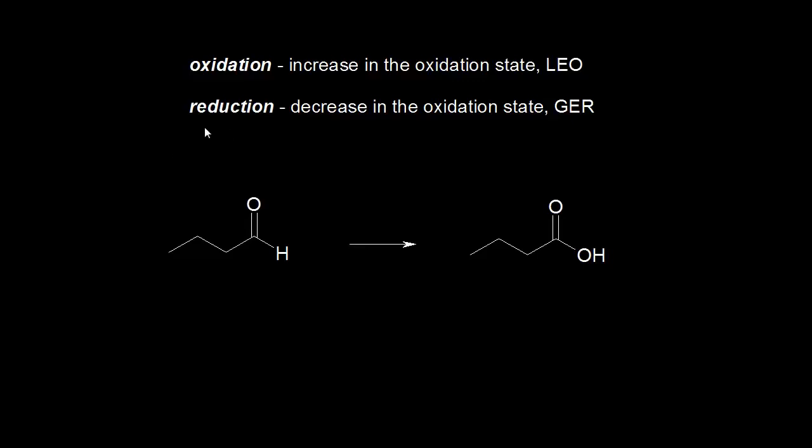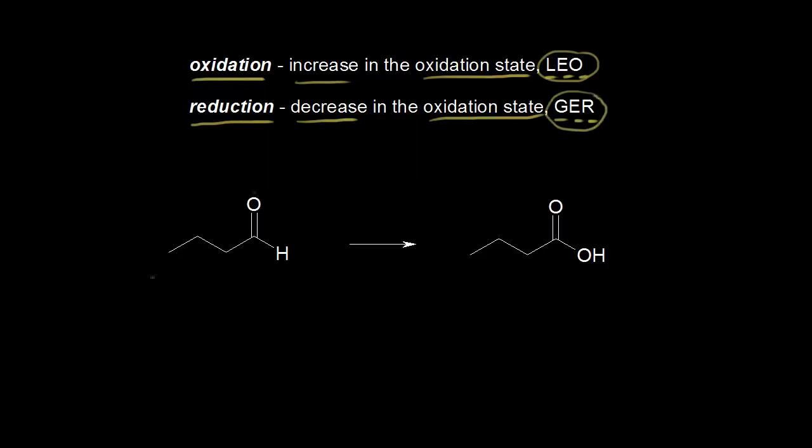Now that we know how to assign oxidation states to carbon, let's look at some organic redox reactions. And remember these definitions from general chemistry. Oxidation involves an increase in the oxidation state, and reduction involves a decrease, or a reduction, in the oxidation state. You might also remember that loss of electrons is oxidation and gain of electrons is reduction. So LEO the lion goes GER is a good way to remember that.